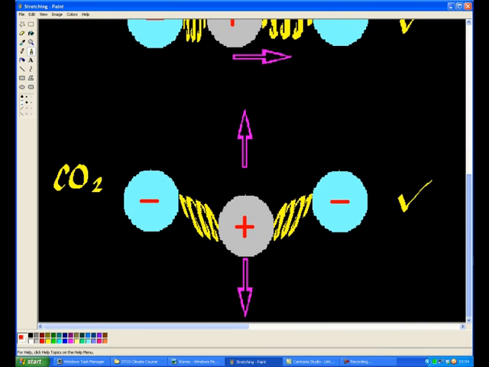Let's now have a look at this vibrational mode. So here, the carbon atom is going up and down and up and down. Here I've shown the carbon atom as down, and you can see at the top of the molecule it's going to be more negative, and at the bottom of the molecule it's going to be more positive. So here also carbon dioxide can both receive and emit infrared radiation because of the changing dipole.